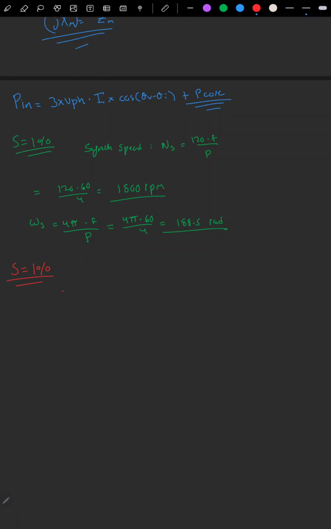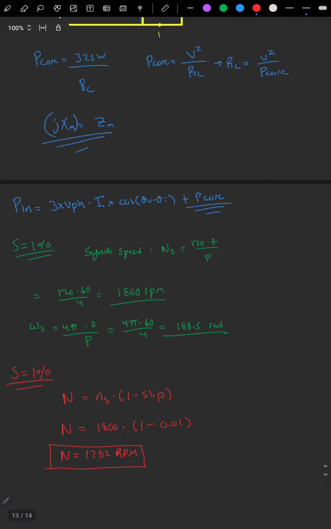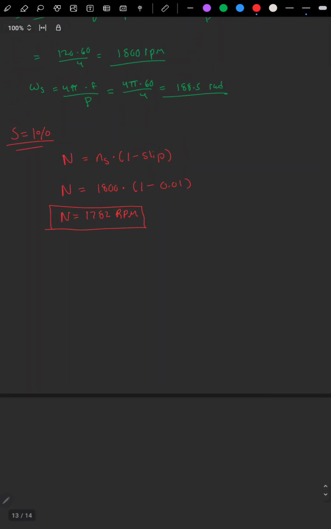So we know the rotor speed, which is what we're trying to find, n, equals ns multiplied by 1 minus the slip. This is why we found ns, because we're trying to find the speed of the induction machine, which is n. So ns, which we found, which is 1800, multiplied by 1 minus the slip, which is 0.01, which is 1%. Our n is going to equal 1782 RPM. Okay, so we found our speed, which was a question asked.